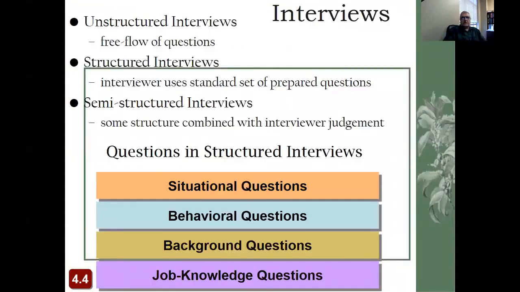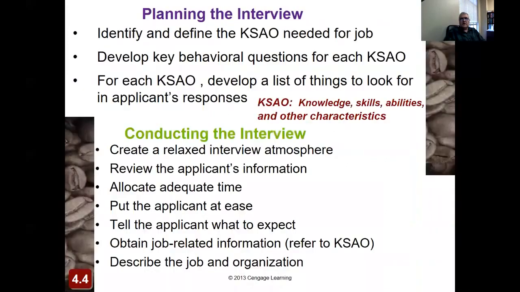We can talk about three types of interviews: unstructured interviews, with a free flow of questions, and structured interviews, where interviewers use a standard set of prepared questions. Semi-structured interviews combine some structure with the interviewer's judgment. We can ask some questions in structured interviews, such as situational questions, behavioral questions, background questions, and job knowledge questions.